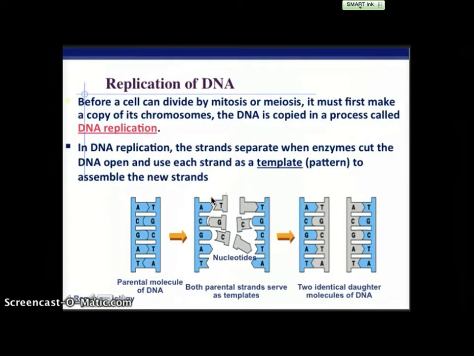So as you remember with the base pairing rules, A is going to pair with T, C pairs with G, G pairs with C, and this now is an exact copy of the original strand. And we can see here we get two new copies that are identical to the parent molecule of DNA.